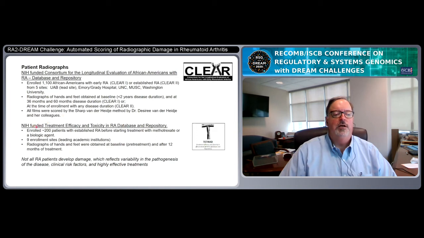We also had available films from the NIH-funded Treatment Efficacy and Toxicity in RA database, which included about 200 patients with established RA who were enrolled before starting treatment with either methotrexate or a biologic agent. These were enrolled at 9 different sites, and hand and foot films were obtained before treatment and after treatment, and also scored using the Sharp-van der Heijde method. And as I mentioned before, not all patients developed damage, so we had a large proportion of films in the challenge that were normal, which was helpful for training the algorithms to learn what is a normal film.